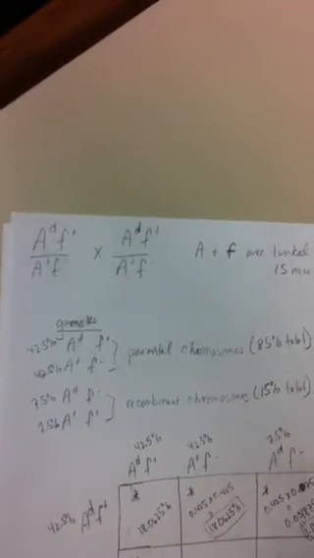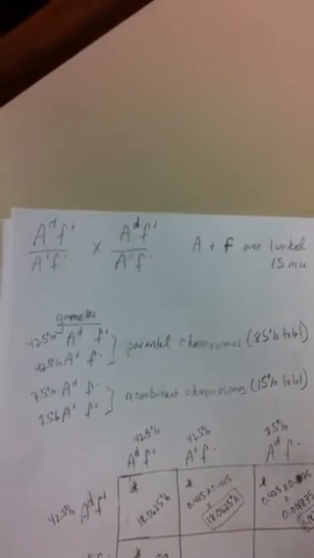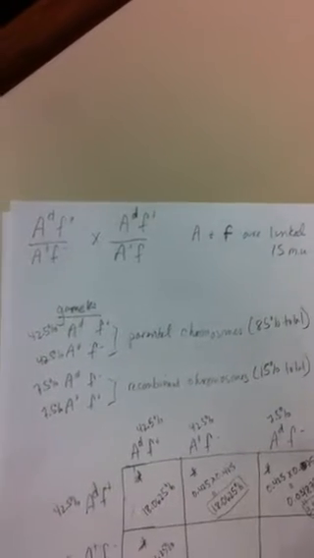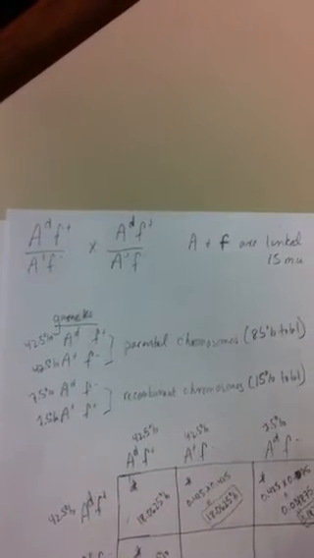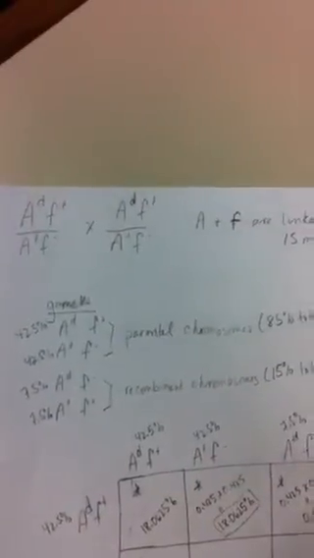We're also told that these genes are linked, and they're linked by 15 map units, so they're going to be 15 map units apart, which, of course, if you remember, goes back to recombination. So the way to figure this out is we figure out the gametes that are formed here.